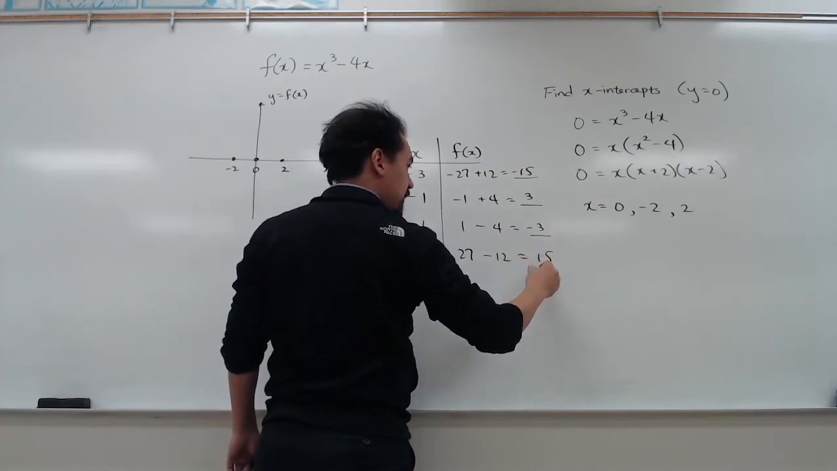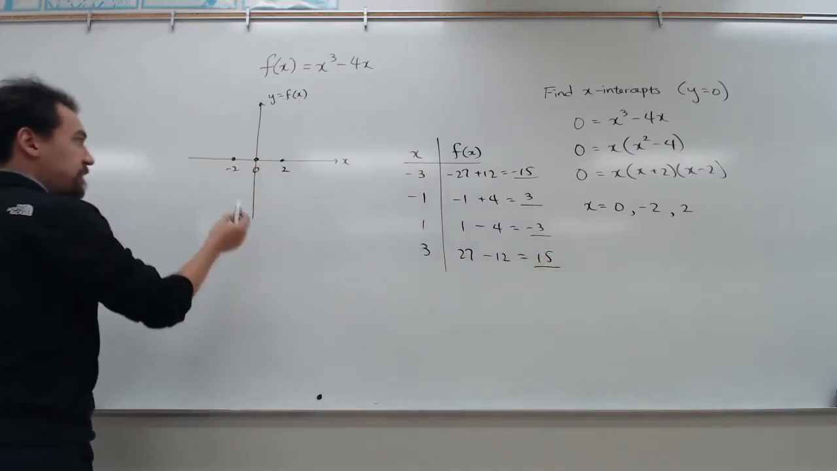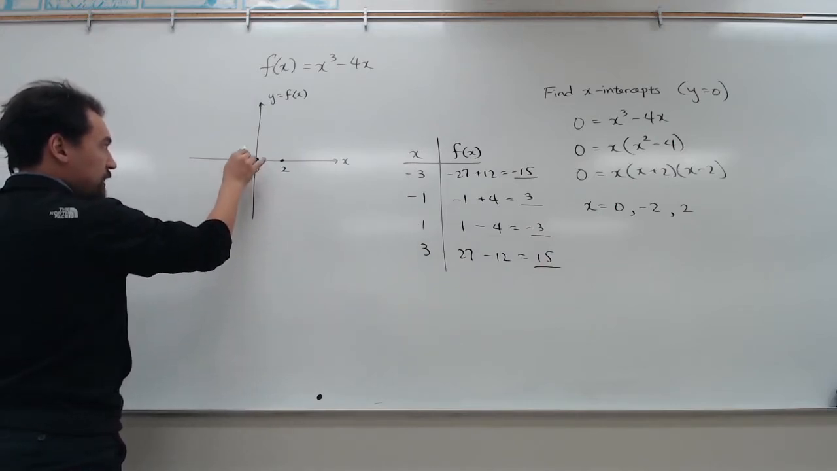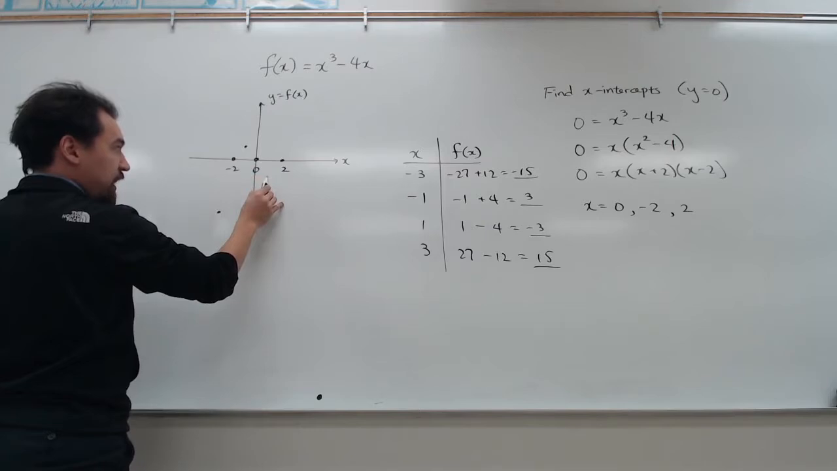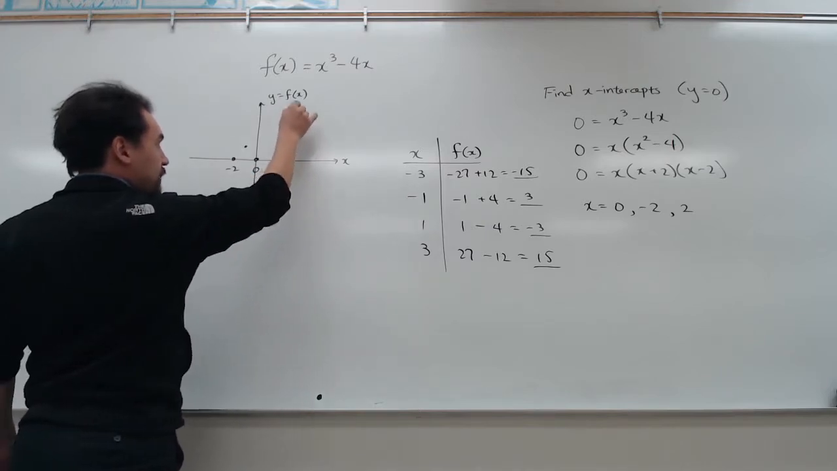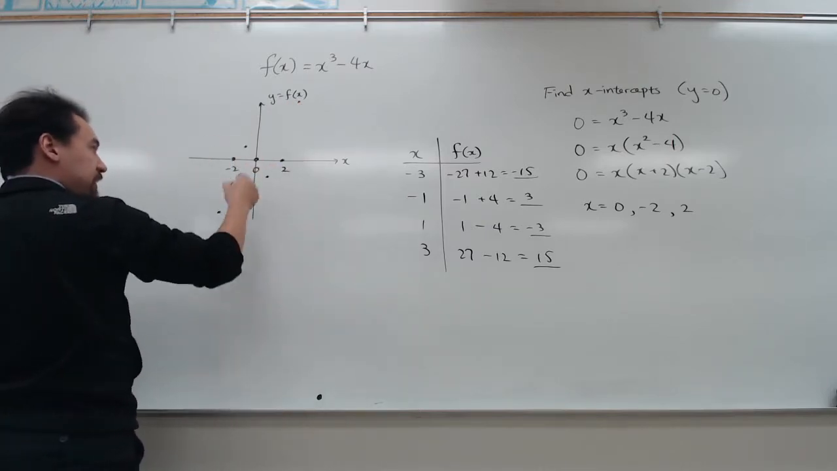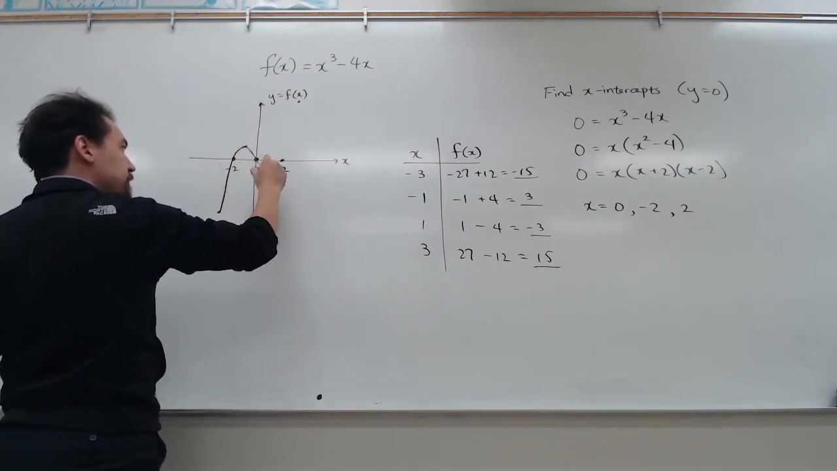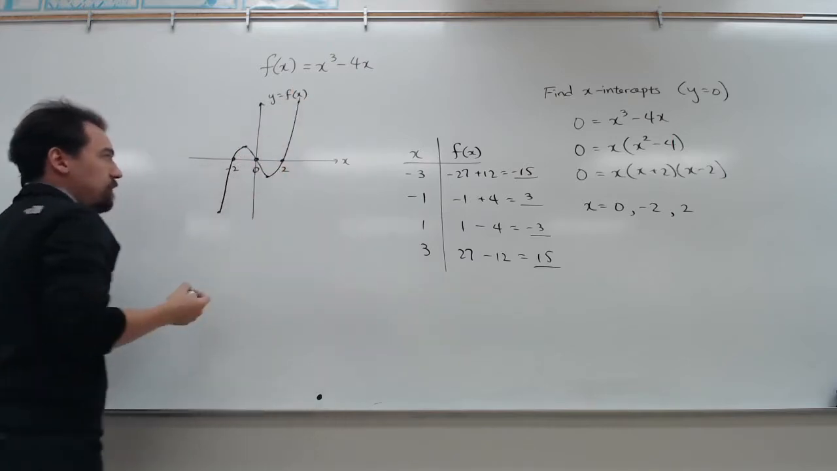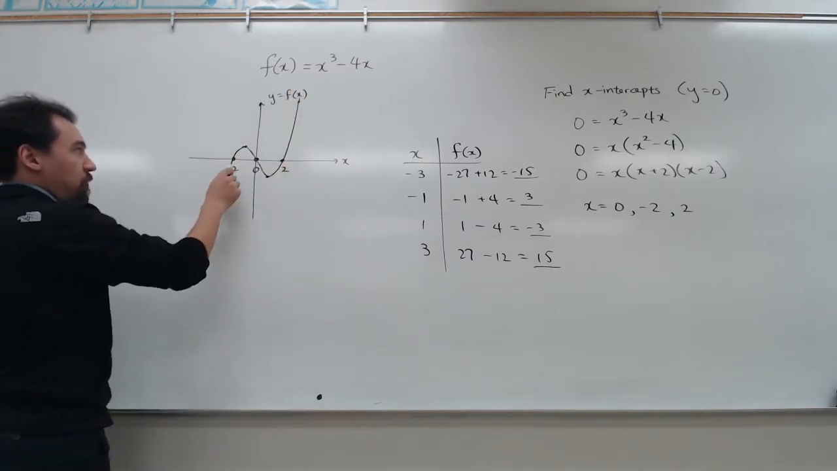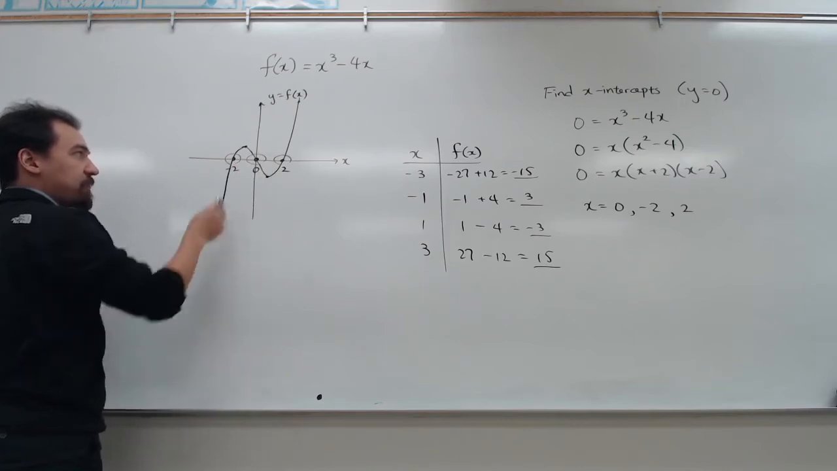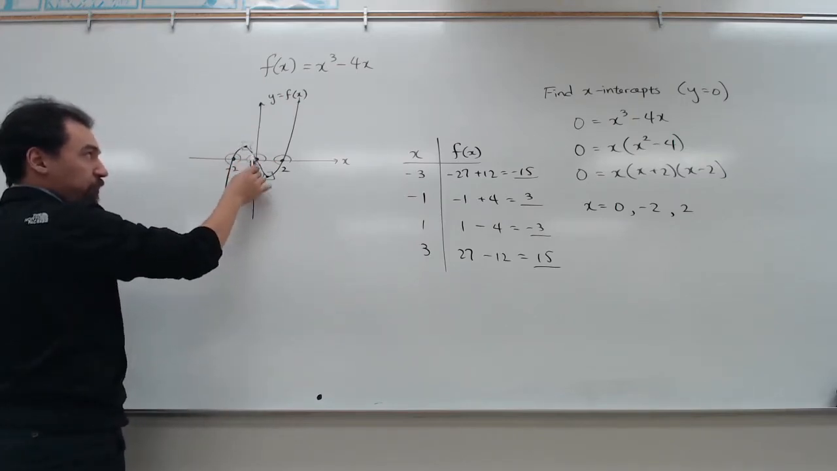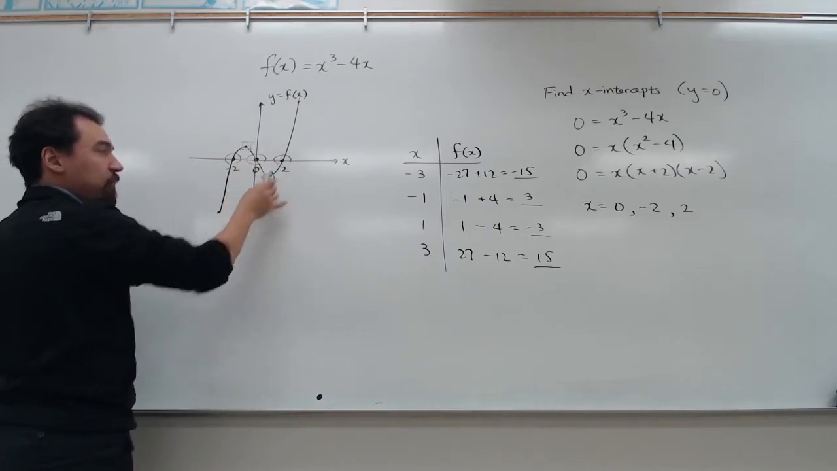That's a positive 15. So if I mark those points on the graph, negative 3 comma negative 15 way down here, negative 1 comma positive 3, then 1 comma negative 3, and then 3 comma positive 15 way up here. If I connect these, the shape is going to look something like this. All right, so we notice there are 1, 2, 3 x-intercepts, and there are 1, 2 turning points, which means we were going up, we turned around and came down. We were going down, turned around and came up.